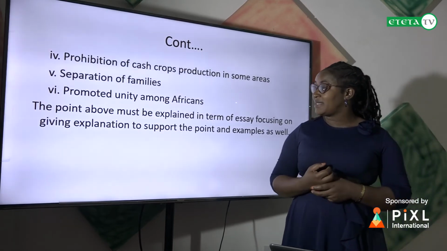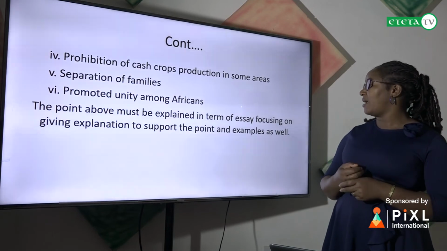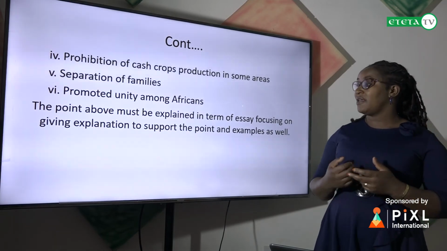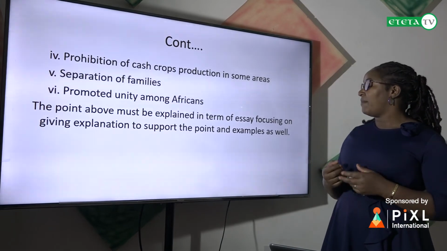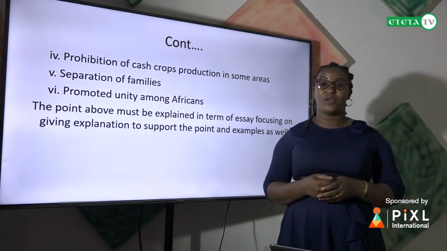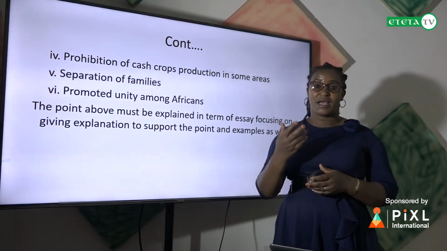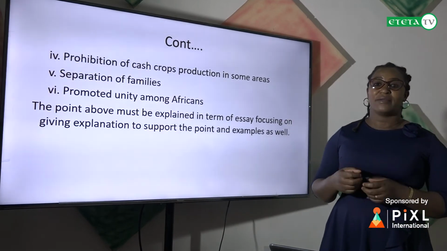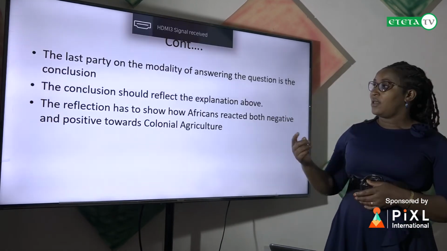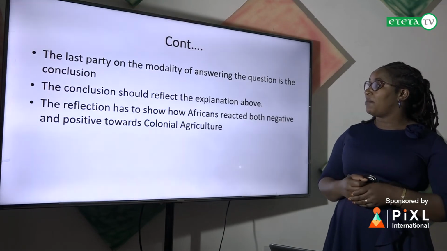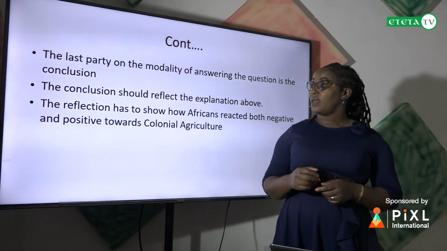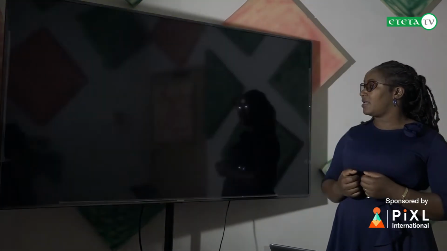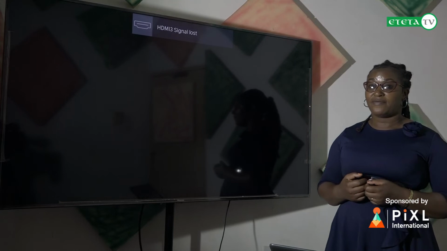The points above must be explained in essay form, focusing on giving explanation to support the point, and examples as well, as I said before. By doing this, the candidate will acquire high marks. The last part of the modality of answering the question is the conclusion. The conclusion should reflect the explanation above.